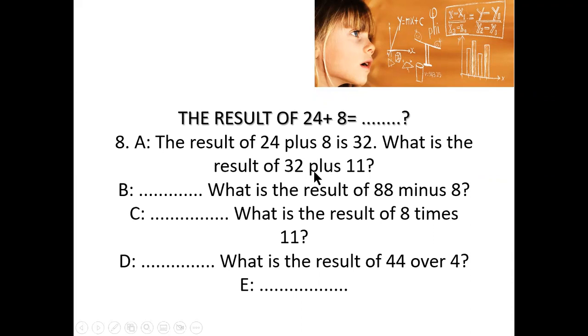What is the result of 88 minus 8? The result of 88 minus 8 is 80. What is the result of 8 times 11? It's 88.